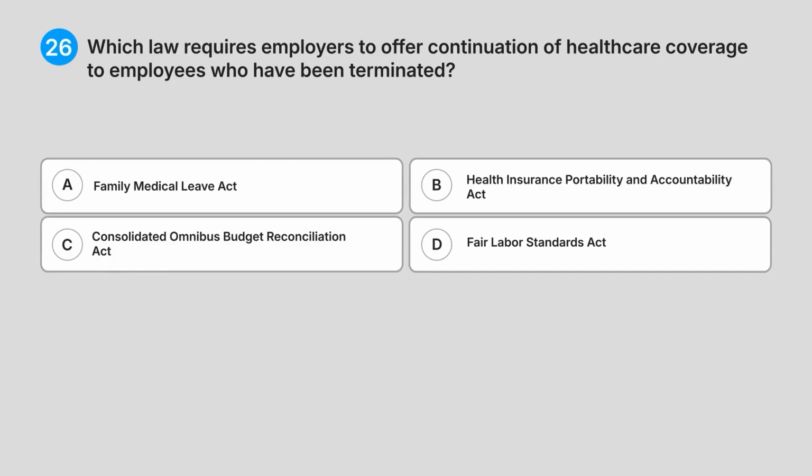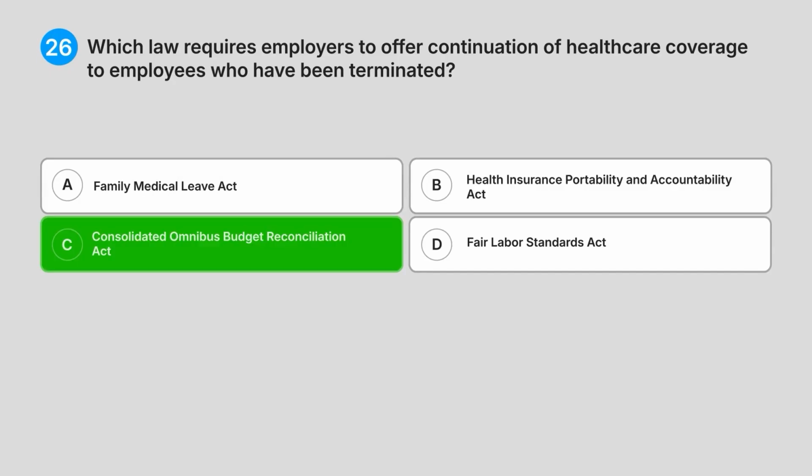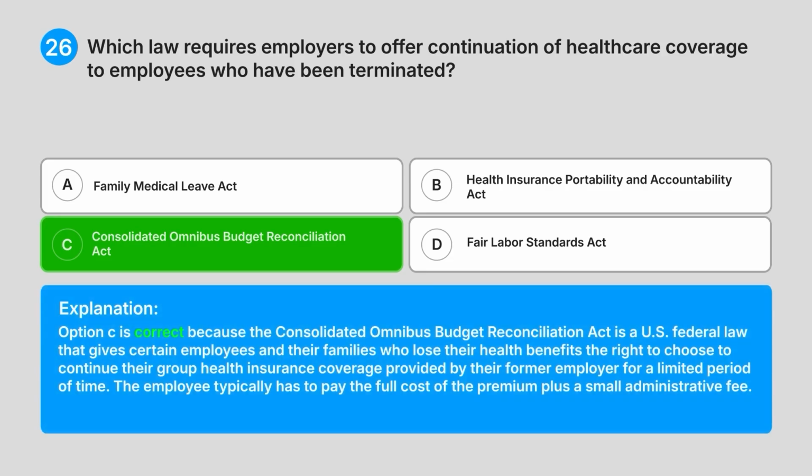Correct answer, C. Consolidated Omnibus Budget Reconciliation Act. Explanation: option C is correct because the Consolidated Omnibus Budget Reconciliation Act is a US federal law that gives certain employees and their families who lose their health benefits the right to choose to continue their group health insurance coverage provided by their former employer for a limited period of time. The employee typically has to pay the full cost of the premium plus a small administrative fee.